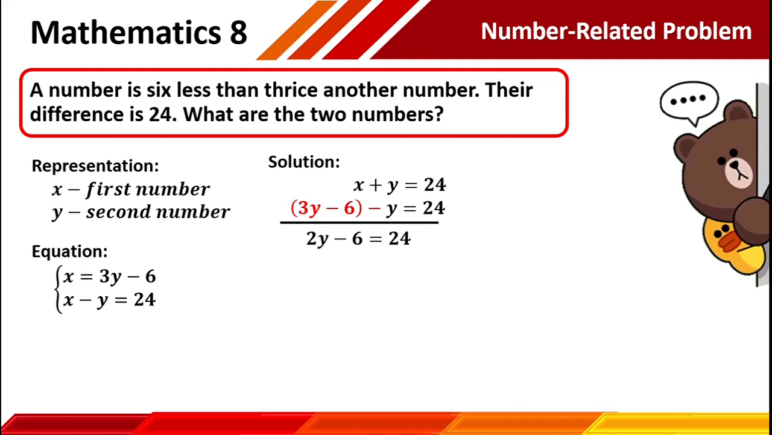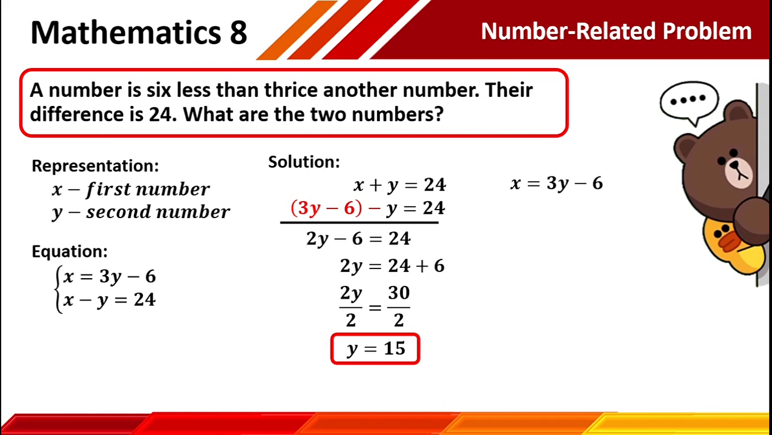And do the addition property of equality, so we will be adding 6 on both sides. So we will have 2y is equal to 24 plus 6, and then just simplify. So we will have 2y is equal to 30, and to get the value of y, we will just simply divide it by 2. Therefore, y is equal to 15. And to get the value of x, we will be using the first equation. x is equal to 3y minus 6. Just substitute the value of 15 to our equation.